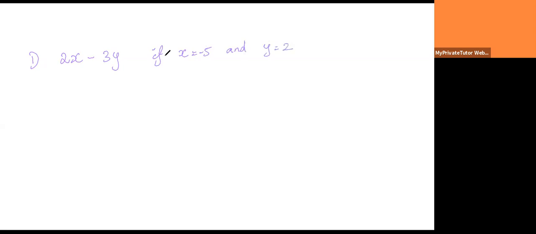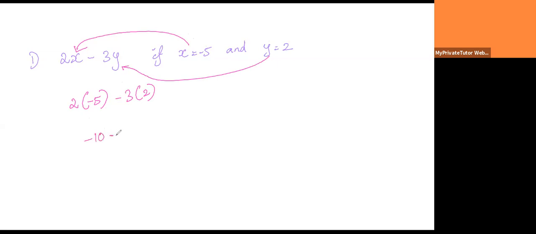So it's very straightforward, isn't it? It is 2 times minus 5 minus 3 times 2. What I did here is I just substituted the x value as minus 5 and the y value as 2. Then multiply. What is 2 times minus 5? Minus 10, minus 6. So the final answer is minus 16. So this is nothing but evaluating the expression.